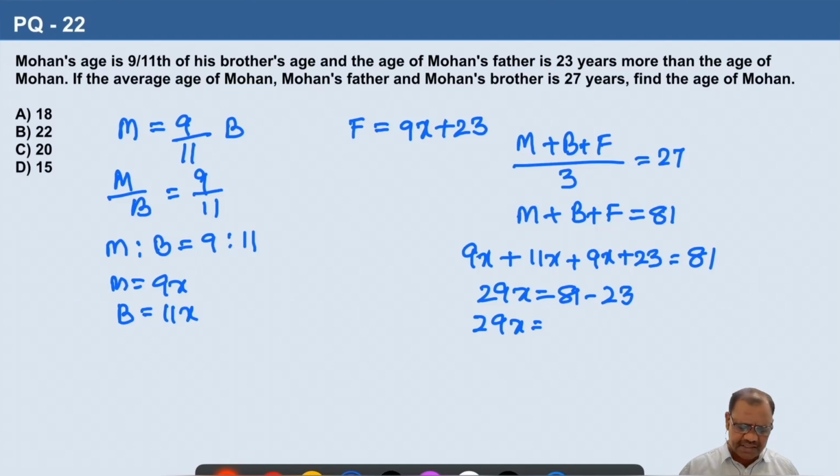11 minus 3, 8. 7 minus 2, 5. 29x is equal to 58. x is equal to 2. So x value is equal to 2.